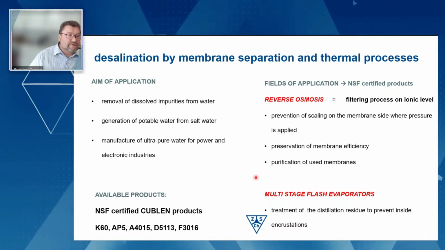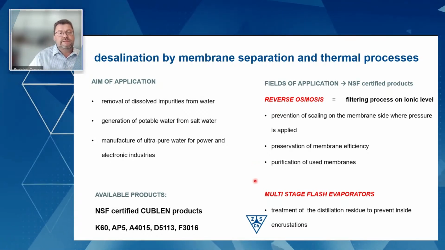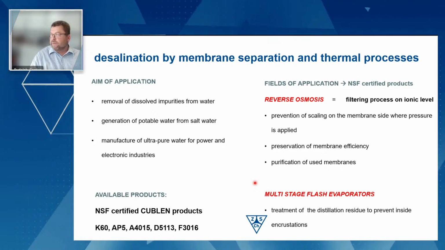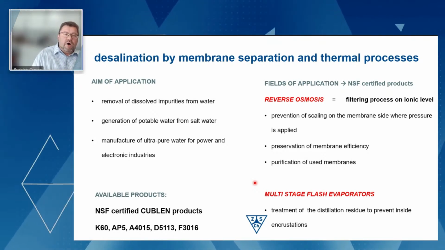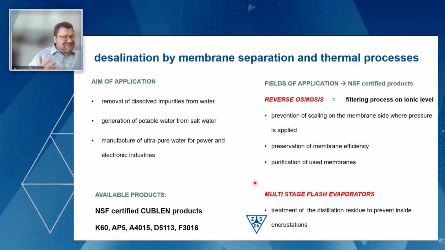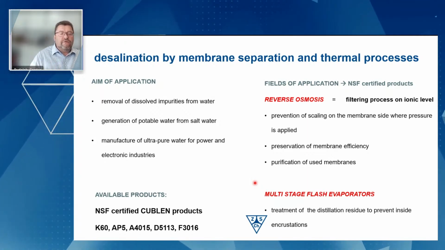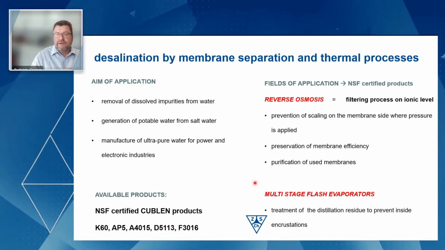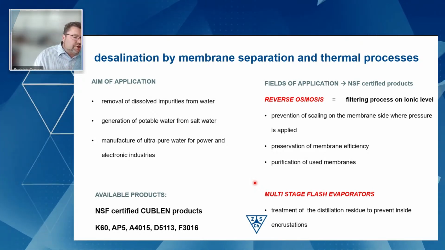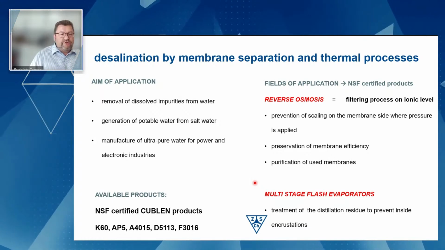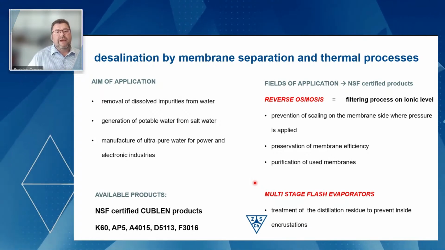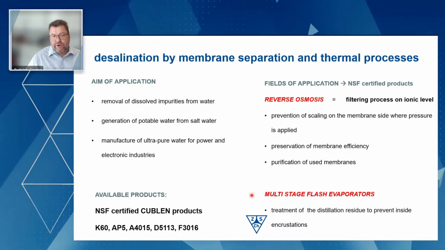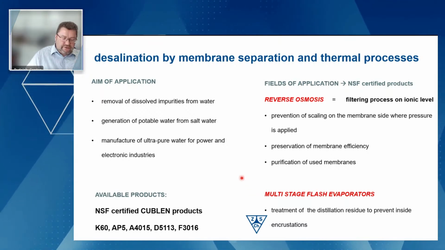In contrast to these membrane separation processes, we have the multi-stage flash evaporators, which we have mostly in areas where electricity is cheap or thermal energy is available. For example, in areas where we have oil production and thermal energy is present. Here in this area, mainly the multi-stage flash evaporators are used, which is not the case for Europe.